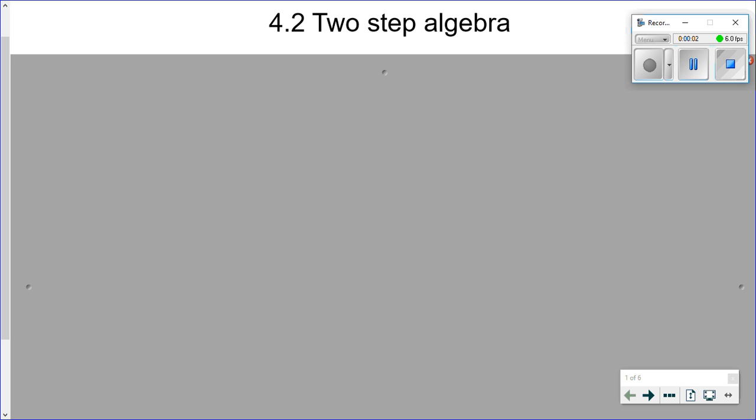Okay, guys, hopefully you've gone through 4.1 and done the algebra and you're rock solid on what inverse operations are and how to apply them. That's going to make 4.2 a whole lot easier. You might be good enough that you can do this in your head, but it's going to get to be a lot more challenging.